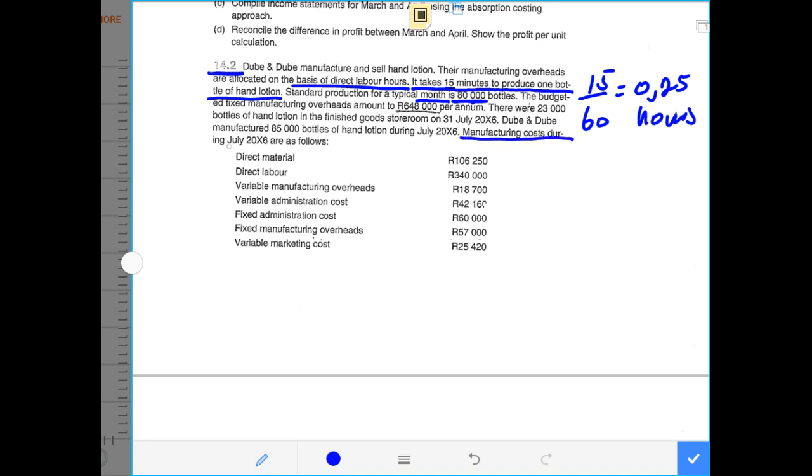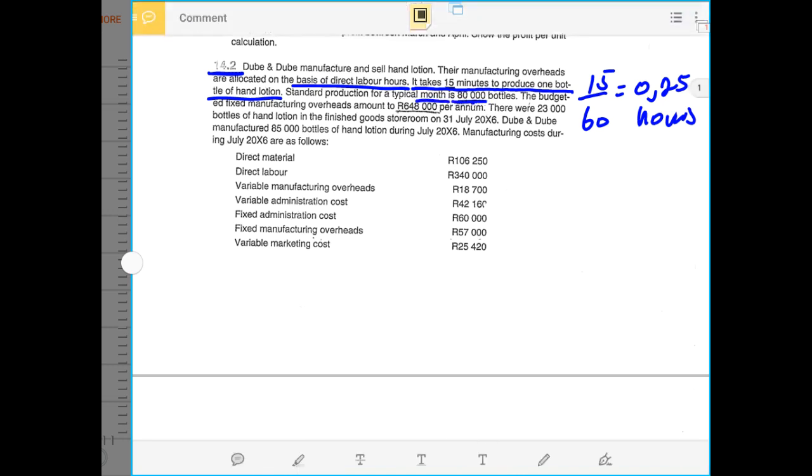Manufacturing costs during July are given to us as follows. We are given direct material, direct labor, variable manufacturing overheads, variable admin cost, and we are given 60,000 fixed administration cost, and fixed manufacturing overheads, and we are also given variable marketing cost. So now these are the costs that were incurred for the month of July.